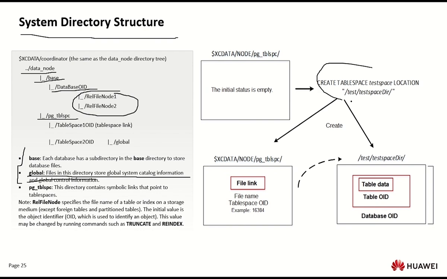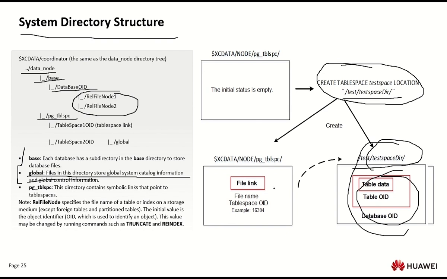You will see that, for example, if we create a table space using the definitive directory name, it will do two things. The first thing is that it will create this physical directory and store all the table information. At the same time, it will also create a symbolic link in the pg_tblspc directory, which will point to the physical directory that locates all the files. So both steps will be done: create the physical files and create a symbolic link.